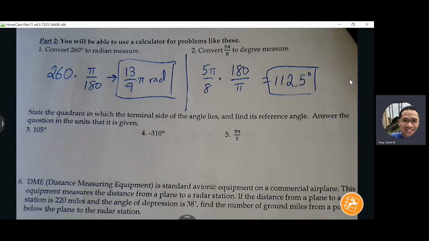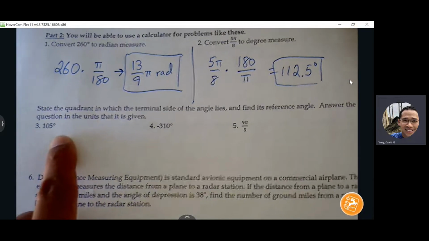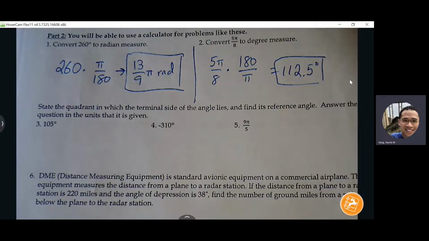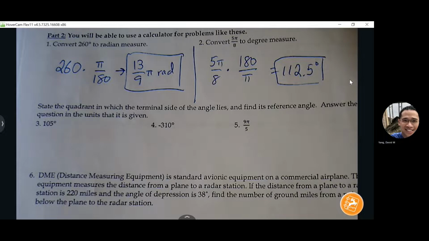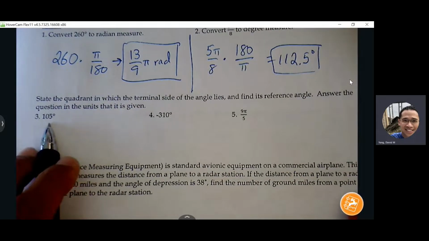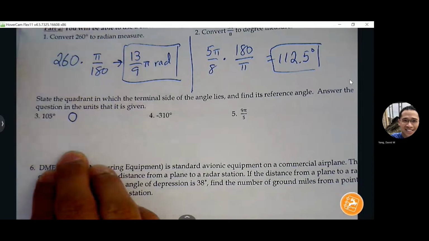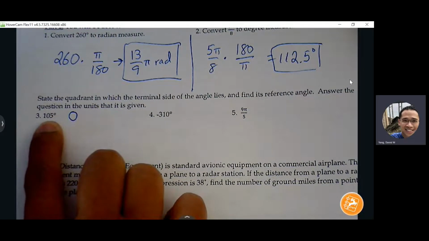Number 3, state the quadrant of the terminal side and find its reference angle. The way we deal with the reference angle is we find the closest x-axis, and then we either subtract involving 180 or subtract involving 360. If you're in the second or third quadrant, you're going to be subtracting from either pi or 180. If you're in the fourth quadrant, you're going to be subtracting from 360 or 2 pi. So number 3, which quadrant are we in here? 105 degrees is in quadrant 2.